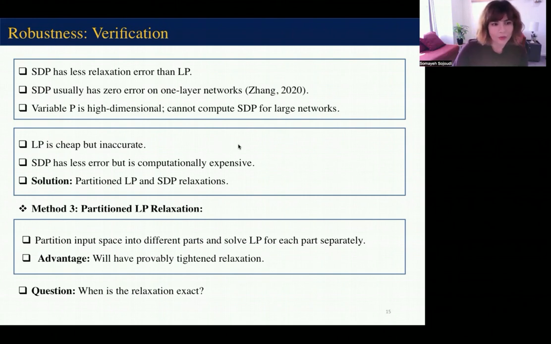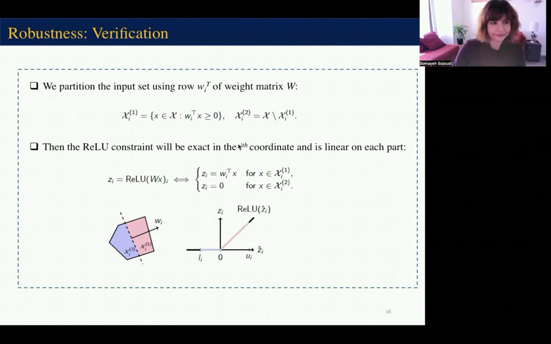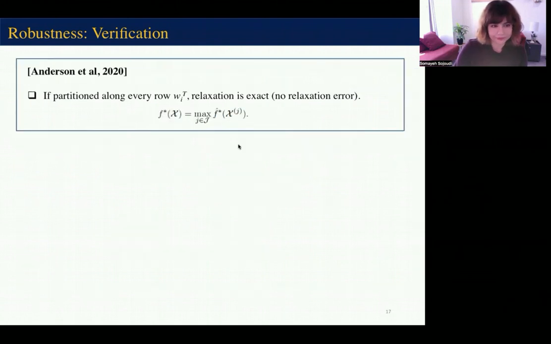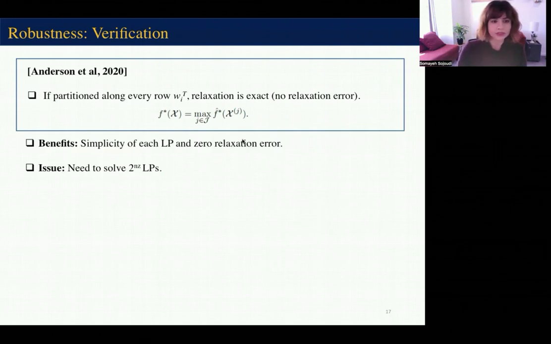But now let's see when the relaxation is exact. In our approach, the input space is partitioned based on the rows of the weight matrix W, and based on this approach, the ReLU constraints become linear in each part as shown here. We showed that this partitioning results in an exact relaxation, and although this technique completely eliminates the relaxation error of linear program, using it in practice may be computationally intractable because it requires solving an exponential number of separate linear programs.